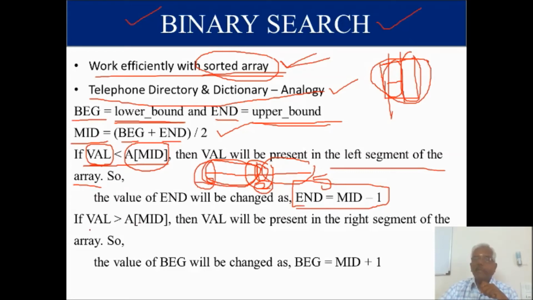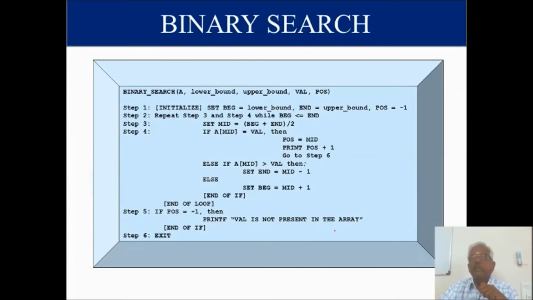Similarly, if my value is greater than the mid value, now I am going for the right segment. What is the right segment? The end value is going to be the same, but what about the beginning value? It is going to be mid plus 1. So the beginning is going to be changed, no change in the end.